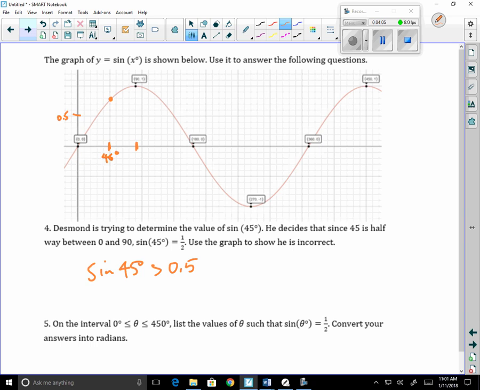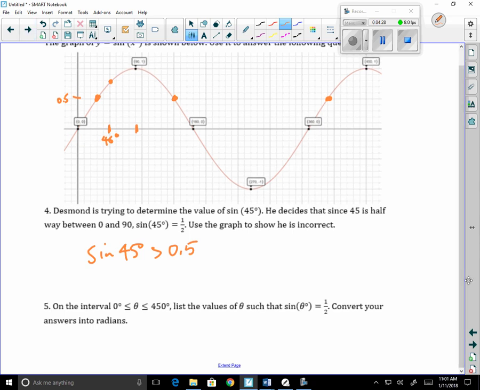The next part says to actually determine the values of cosine that are 0.5. So I see a 0.5 value here. I see another one here. I see another one here. So positive 0.5 would be those 3 values. So I know one of them is 30 degrees from my graph. The other one is 150 degrees. And the last one is going to be 30 degrees more than 360, right? Because I'm starting here at 360, I'm going 30 more to get to that point. So that'll be 390.